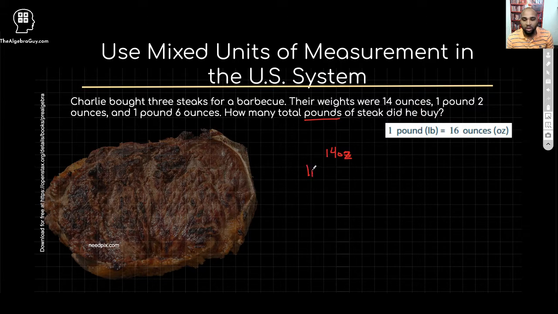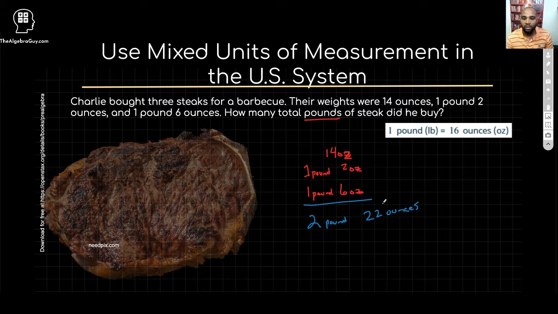1 pound. Ooh, I better not write pound as an LB here because it's going to look like an 11. So I'm going to write 1 pound and 2 ounces, and then 1 pound and 6 ounces. So we're going to add all this up. So I see that my pounds are easy, 1 plus 2. So I got 2 pounds here, and then I add up my ounces. I got 14, 6, and 2. That's 22 ounces. So I got 2 pounds and 22 ounces.